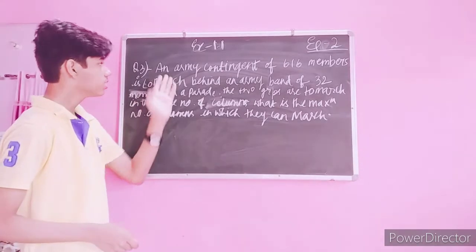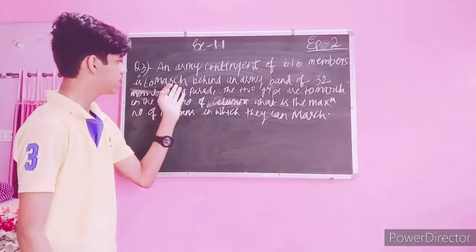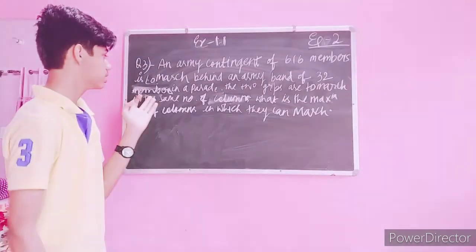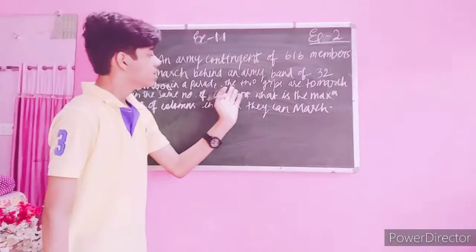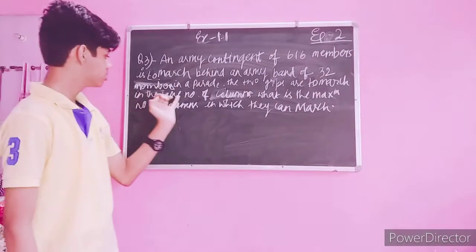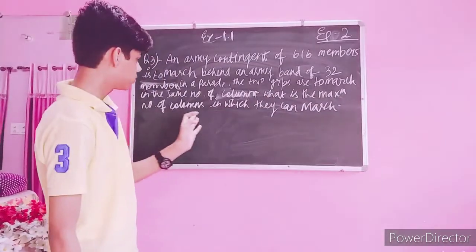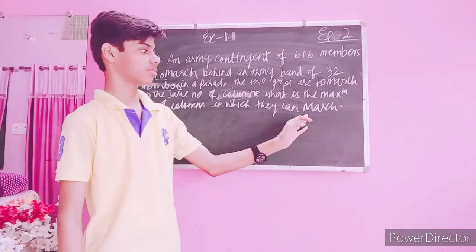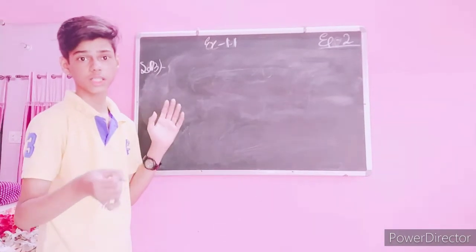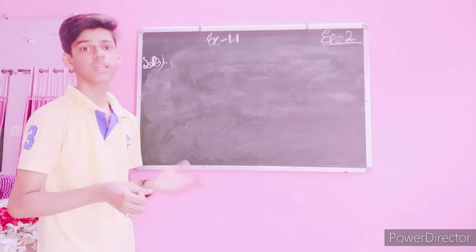Here is our third question. An army contingent of 616 members is to march behind an army band of 32 members in a parade. The 2 groups are to march in the same number of columns. What is the maximum number of columns in which they can march? So to find the solution for question 3, we have to find the HCF of 616 and 32.